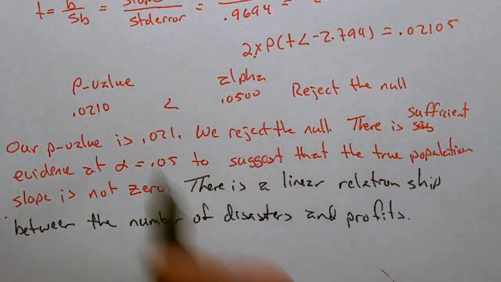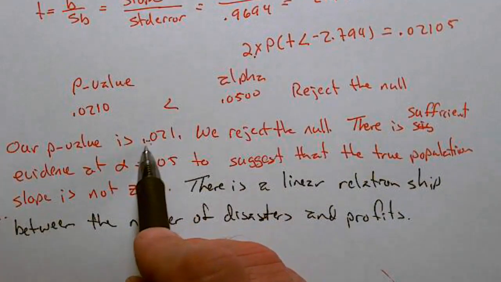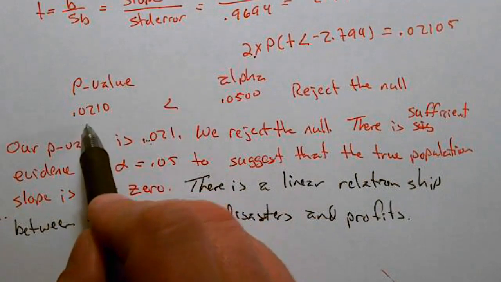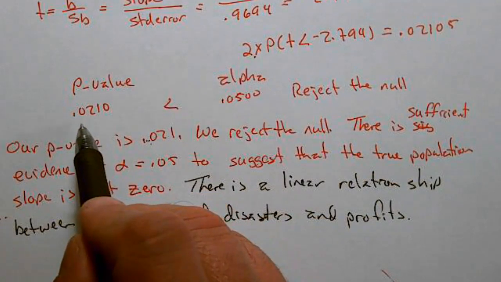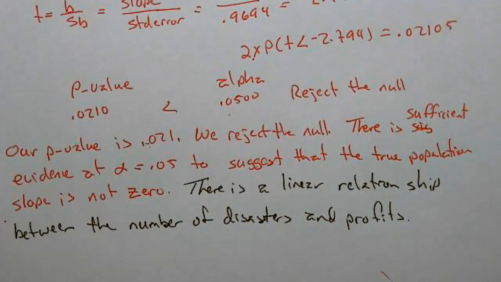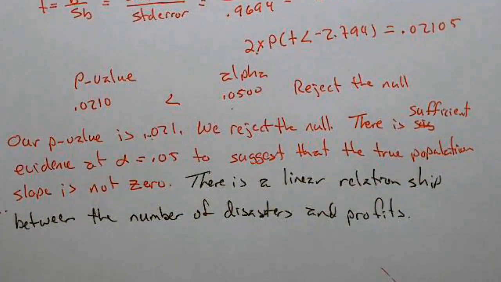Please notice, this was not statistically significant at the 0.02 alpha level, but it is at 0.05. So if you change your alpha level, you sometimes will reject when you wouldn't have otherwise.